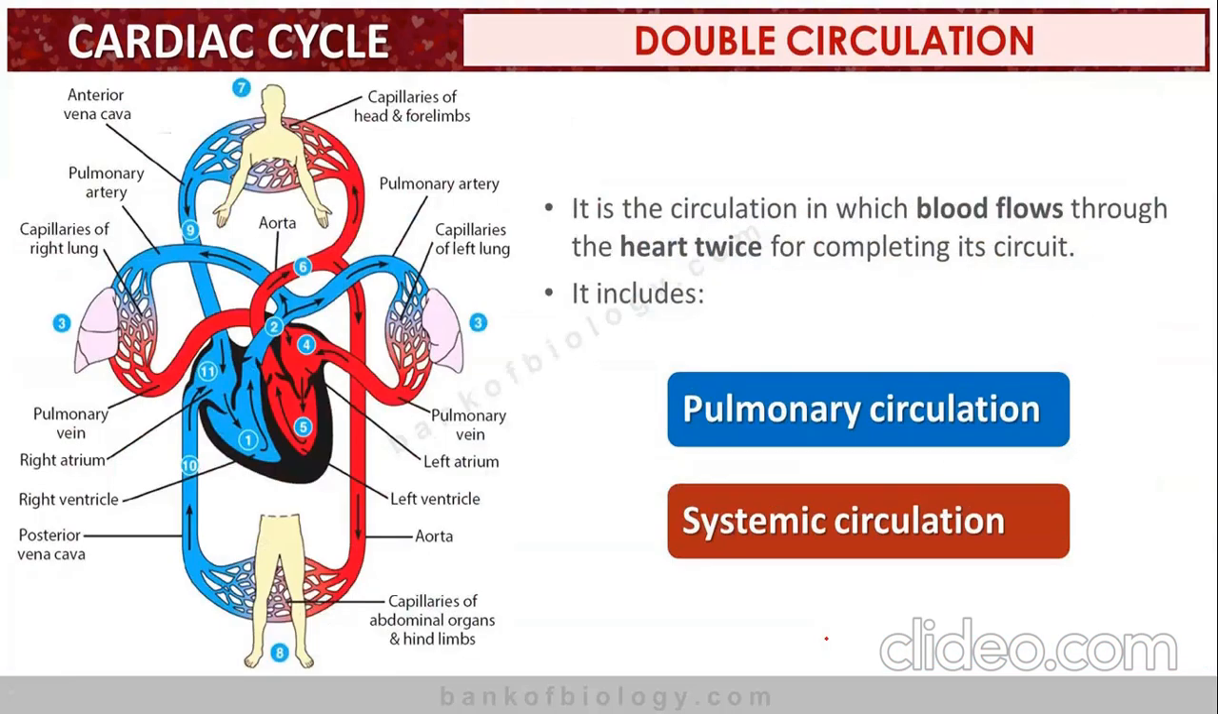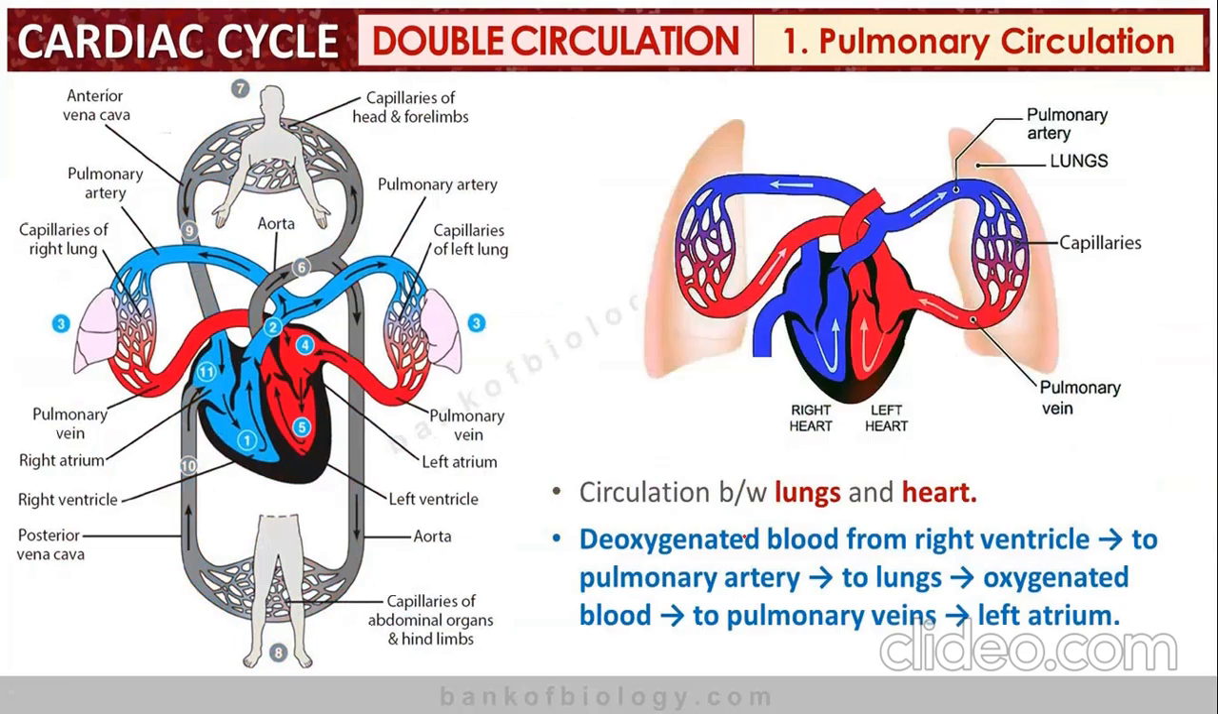Double circulation. Double circulation is the process of circulation by which the blood flows through the heart twice for completing its circuit. And this includes the pulmonary circulation and systemic circulation. Pulmonary circulation is the circulation between the heart and lungs. So the deoxygenated blood from the right ventricle will move through the pulmonary artery to the lungs, get oxygenated, and then go back through the pulmonary veins to the left atrium.